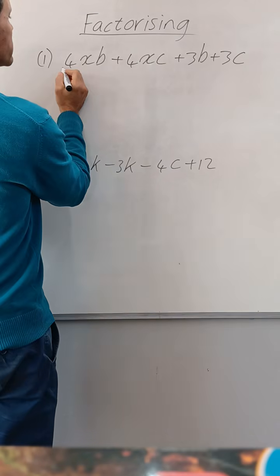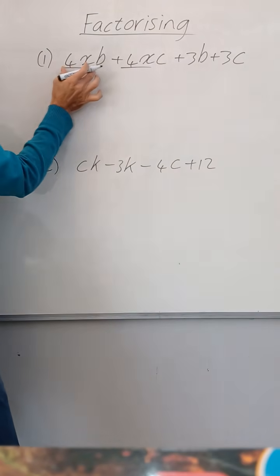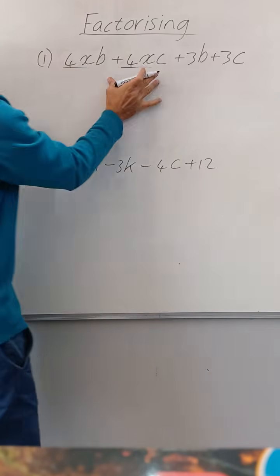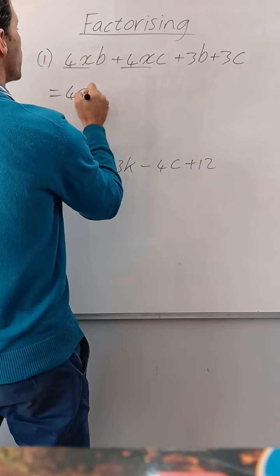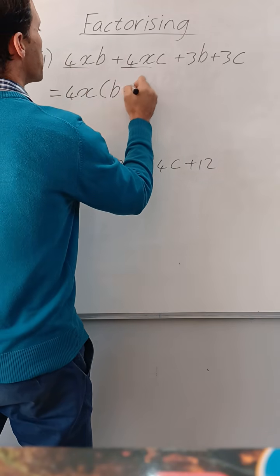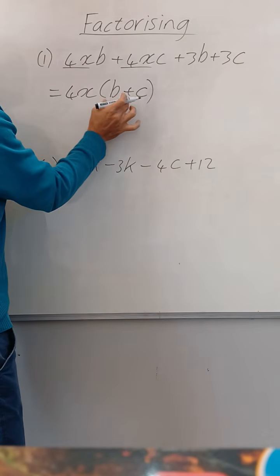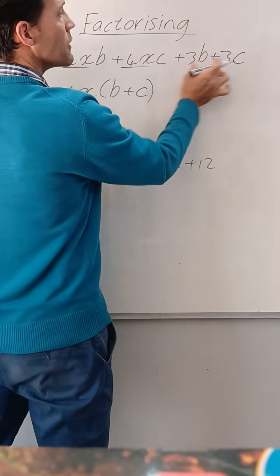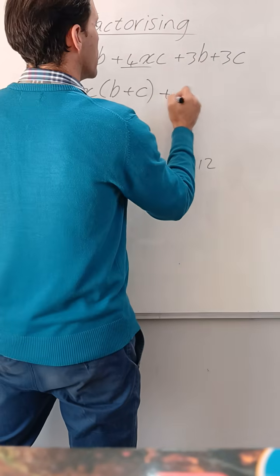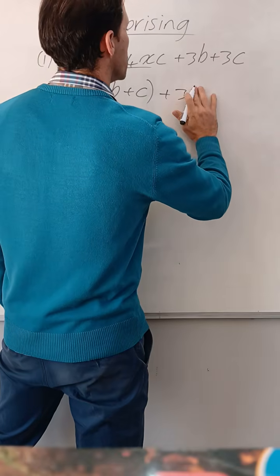So in this case, I can see there's a common factor, 4x and 4x. So for the first two, I can take that out. I can say it's 4x and then b plus c, okay? I've got a common factor 4x and then b plus c in the bracket. Yeah, I've got a common factor of 3, and then I've got b plus c.